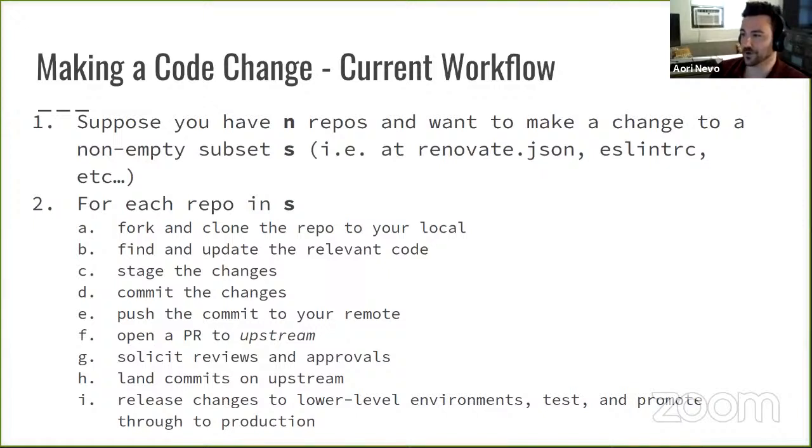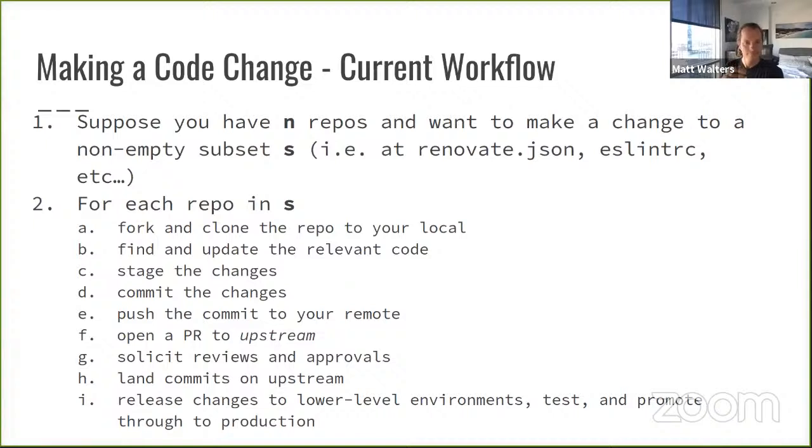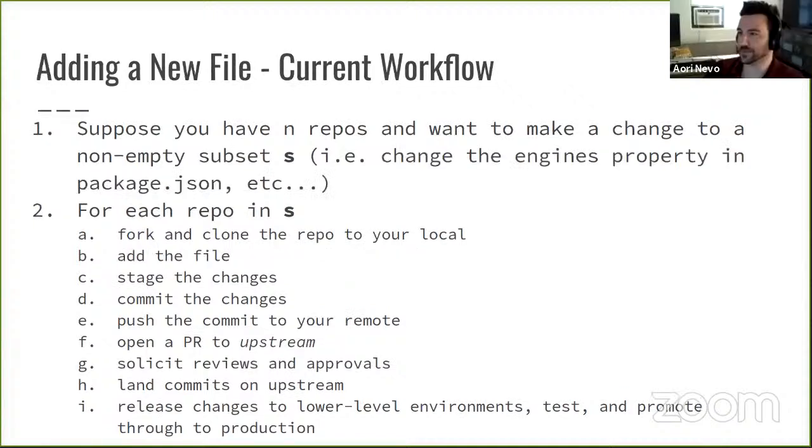fork and clone the repo to your local. You would find and update the relevant code. You would stage the changes, commit the changes, push the commit to your remote, open a PR to upstream, solicit reviews and approvals, hopefully land commits on upstream, and release the changes to lower level environments, test and promote through to production. You can argue about, or it's open to debate about the order of these things. I realize that. Another example would be adding a new file.